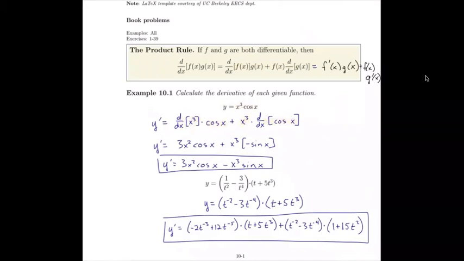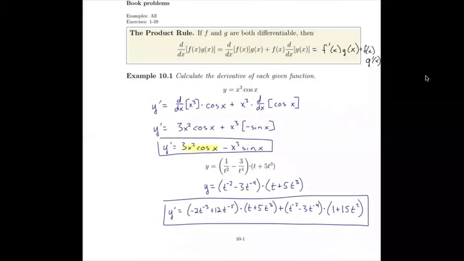And so when we do that, x cubed's derivative is 3x squared, right? Power comes down, we decrease the original power by 1, times cosine x, and then plus x cubed times the derivative of cosine x, which is negative sine x. Let me clean all this up. We have 3x squared cosine x minus x cubed sine x.